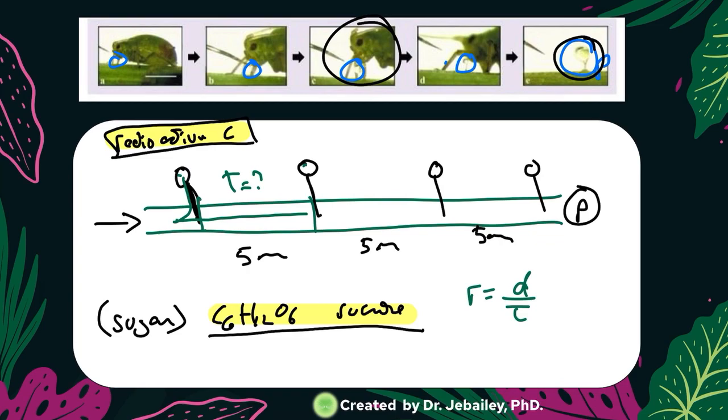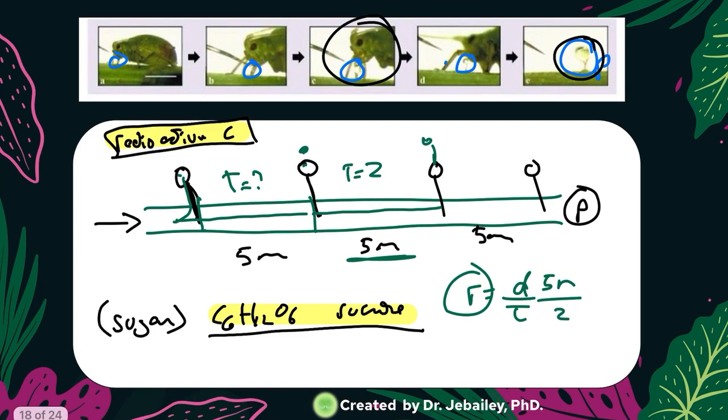When you see it pop here, and then you figure out how much time it takes to pop again here, you can see the distance, which is the 5 meters, and the time, I don't know how much, maybe it took 2 seconds. You put this, okay, 2 seconds here, and this is how you find the rate. So this is just to see how fast the sugar is passing through the phloem.